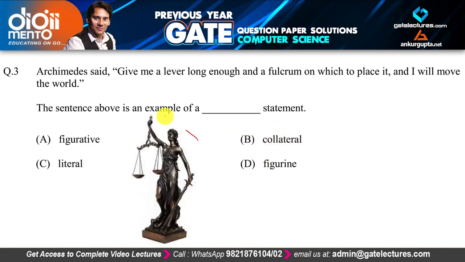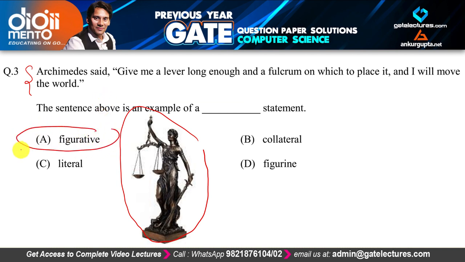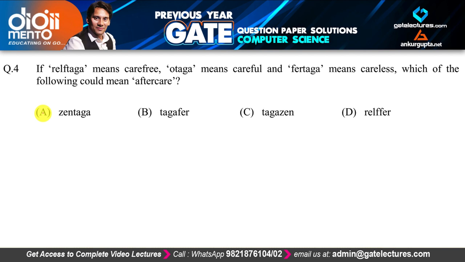figurative. So figurative is just representing something, kind of a statue which is in the form of a human. So there is a difference between the four of them: figurative, literal, collateral, and figurine. So when Archimedes said the above sentence, it means that he wanted to represent something figurative, or he wanted to say that if he works hard, then he can do something which is impossible.